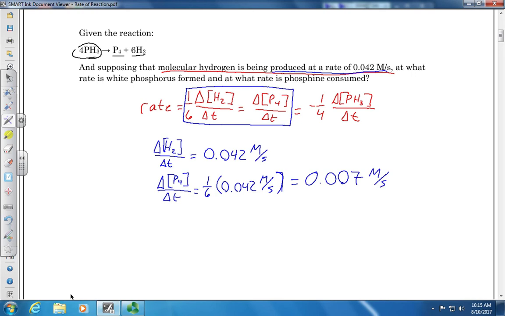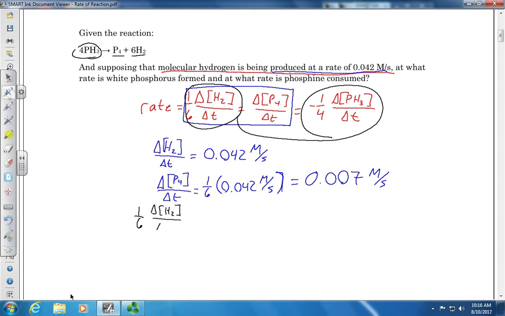We can also calculate the rate at which phosphine is consumed, which would just have to relate our value right here to our value over here. So we know that if we were to set these equal to one another, 1/6 delta H2 over delta T is equal to negative 1/4 delta PH3 over delta T.